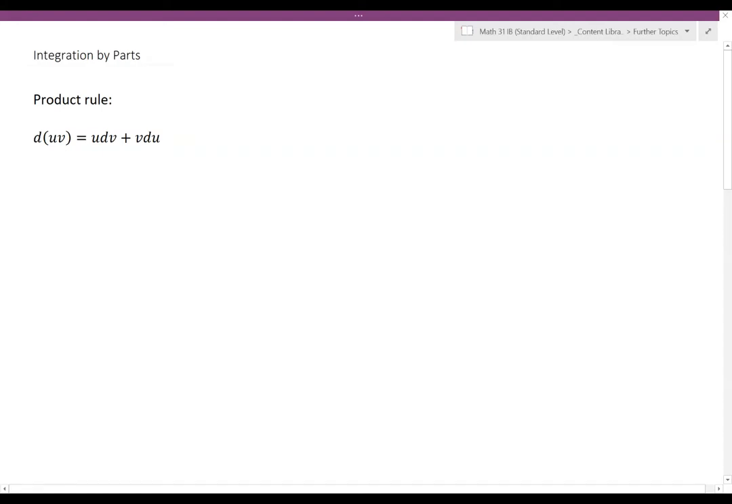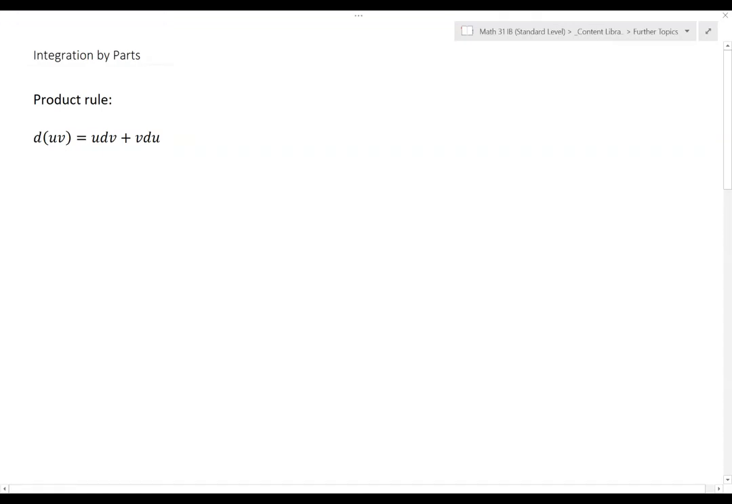Hi everyone. In this video we're going to look at a technique of integration called integration by parts. When we've looked at integration by substitution, that's essentially reversing the chain rule from differentiation. Integration by parts is a reverse of the product rule.